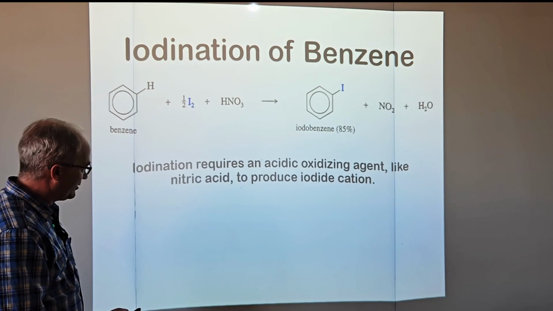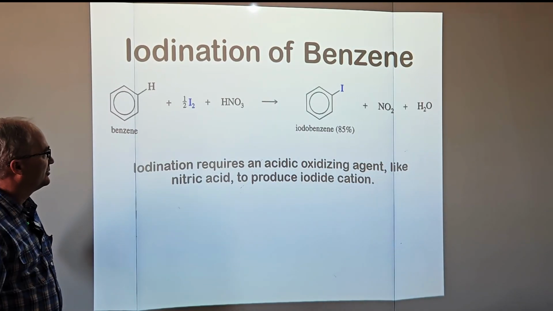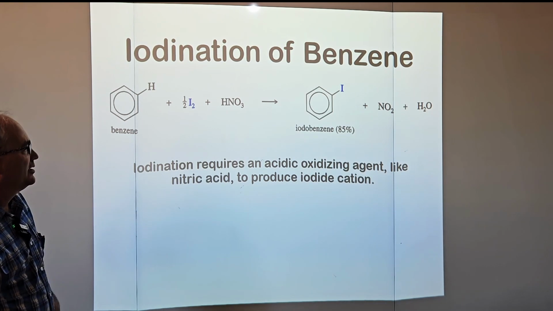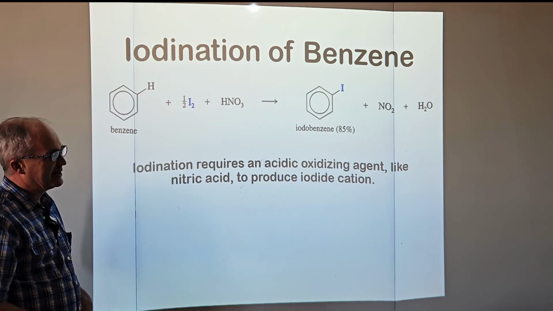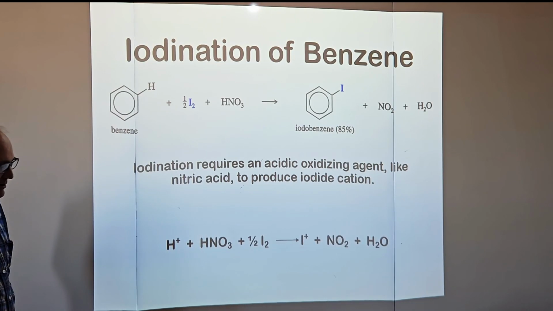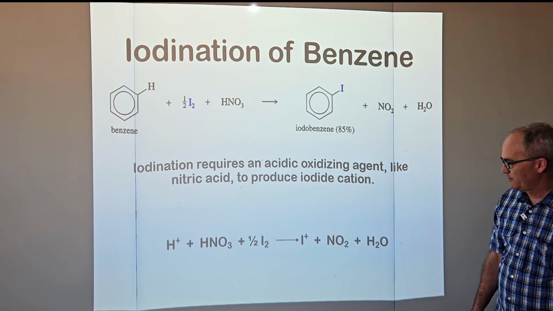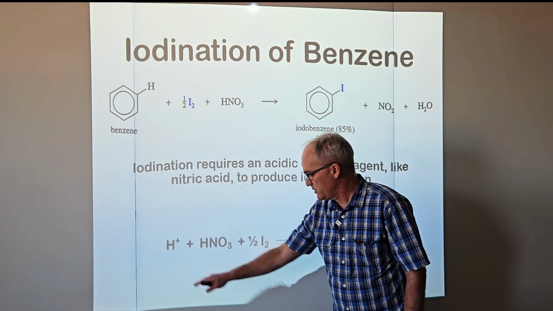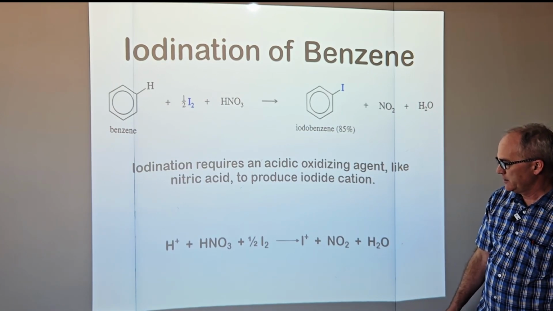So there's a reaction with the nitric acid, which is a powerful oxidizing agent actually. And we use that to produce an iodide cation. Maybe I should have said iodine, because I always tell people that if it ends in "ide," it's probably negatively charged, like cyanide, hydroxide, all the rest of those. So here's how that works.